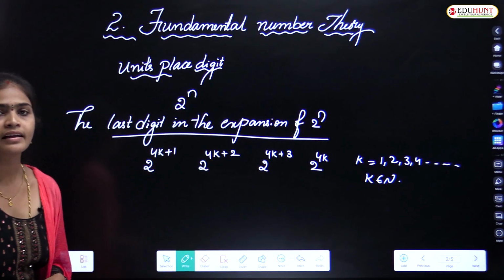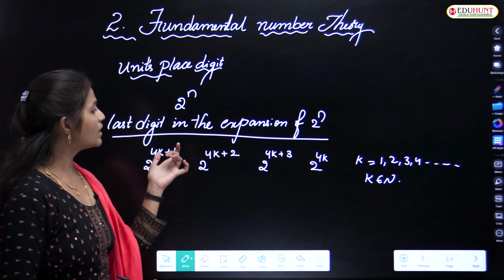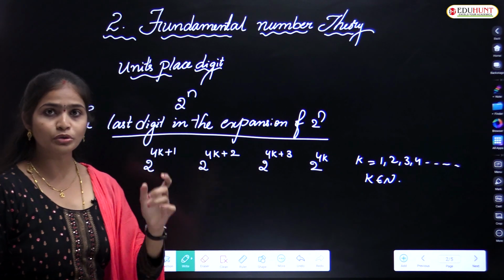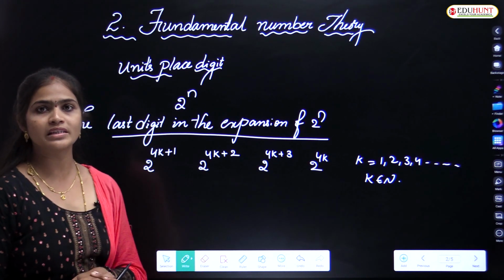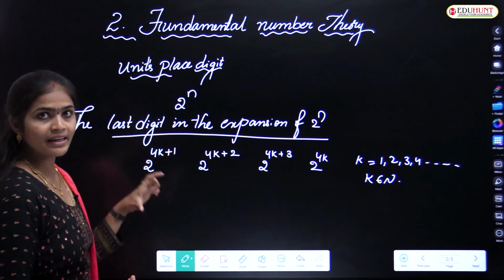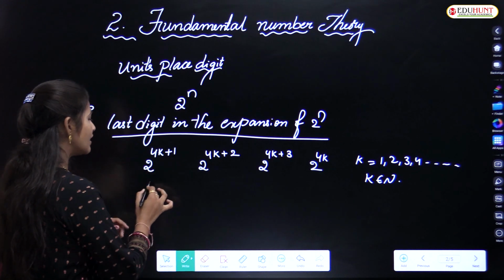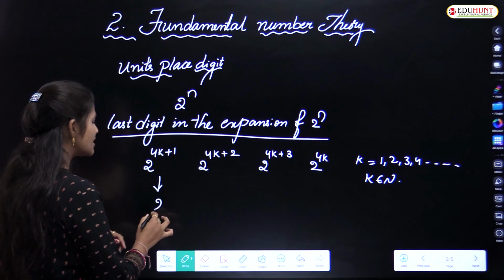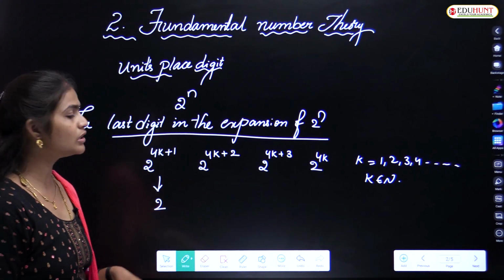Here k is a natural number. If the numbers are in this form, first you have to convert the given number into this form, then you can say the units place digit. If the given number is in the form of 2 power 4k plus 1, then the units place digit is 2. I will tell you that one.